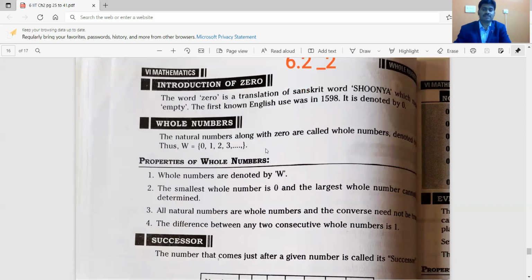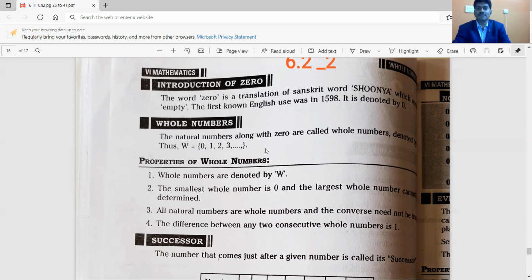Here we have the introduction to 0. The word 0 is a translation of the Sanskrit word shunya, which means empty. The first known English use was in 1598, denoted by 0. So generally in our Indian language, like in Sanskrit, shunya. Shunya means what? There's nothing, emptiness. So emptiness in mathematics we denote as 0.